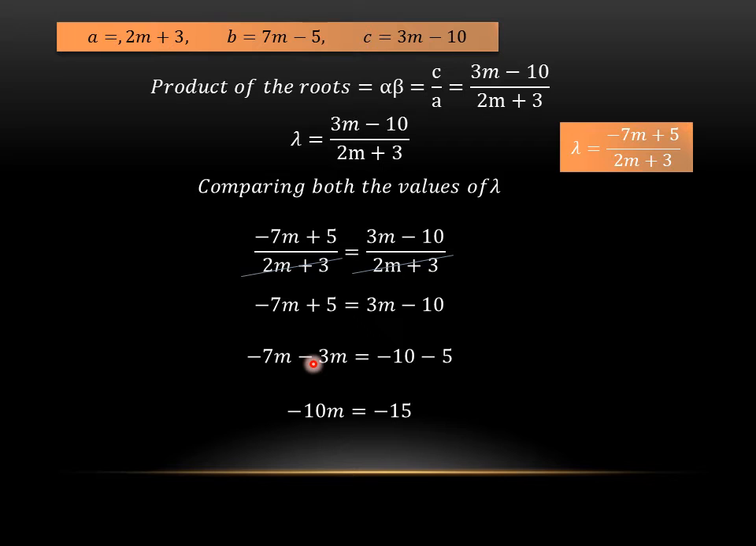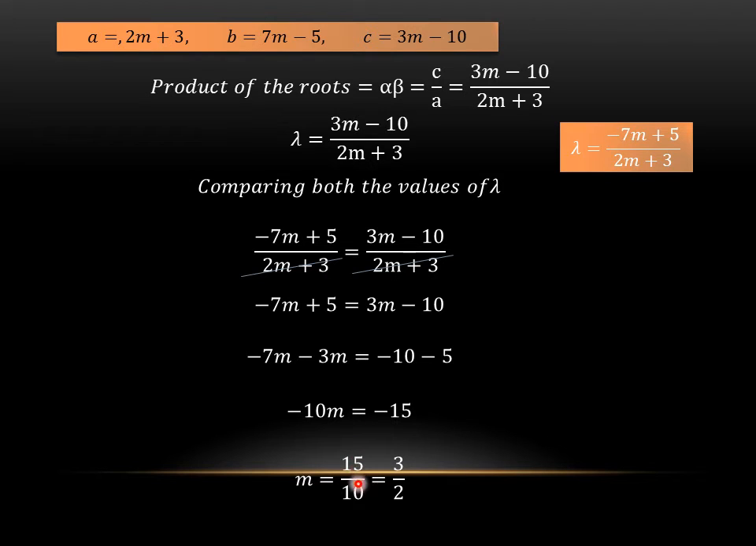Minus 7m minus 3m equals minus 10 minus 5, and the minus 7m minus 3m will become minus 10m, and minus 10 minus 5 will be equal to minus 15. We will take minus 10m to the other side of the equation. It will divide here. I have cancelled both the minus signs from both sides of the equation.